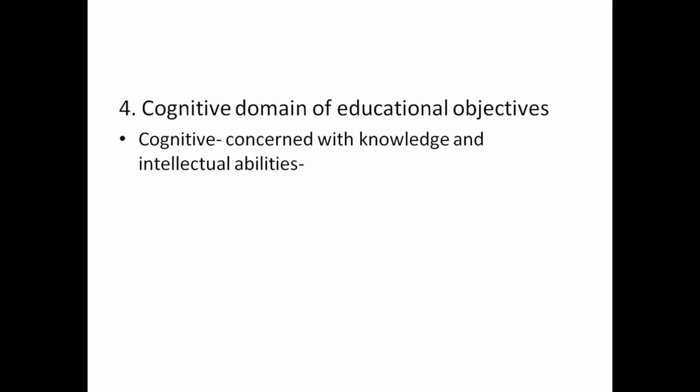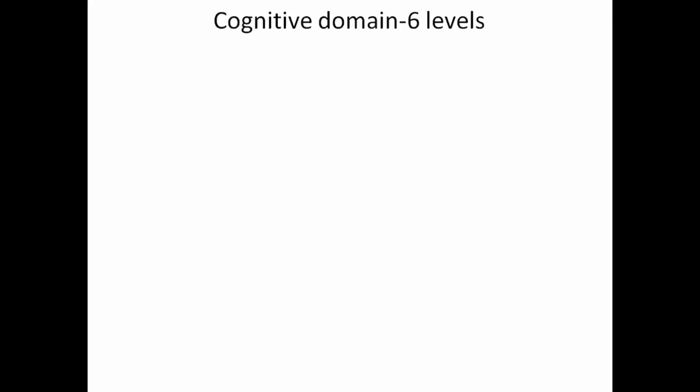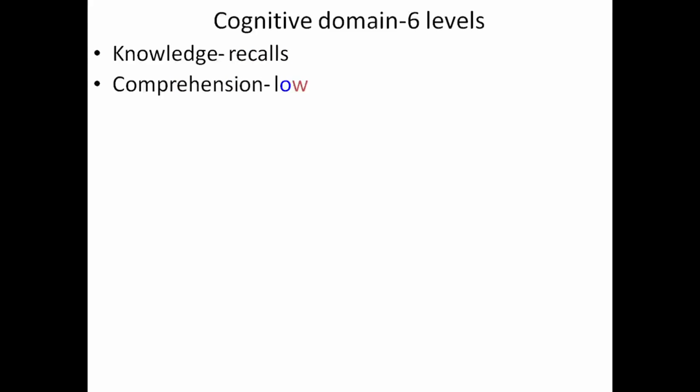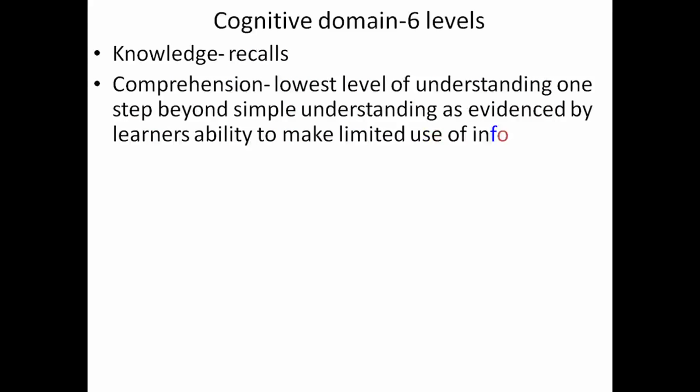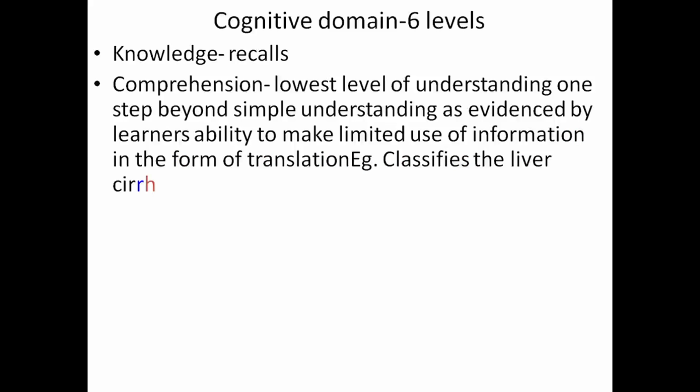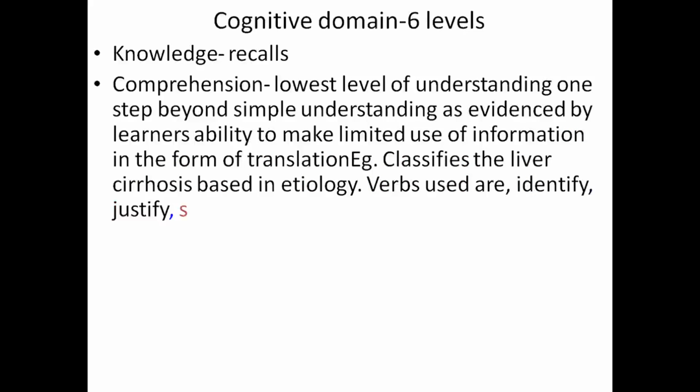The fourth question was the cognitive domain of educational objectives. The cognitive domain is concerned with knowledge and intellectual abilities. It has 6 levels. Knowledge, that means recall. The second level is comprehension, the lowest level of understanding, one step beyond simple remembering, as evidenced by the learner's ability to make limited use of information in the form of translation.